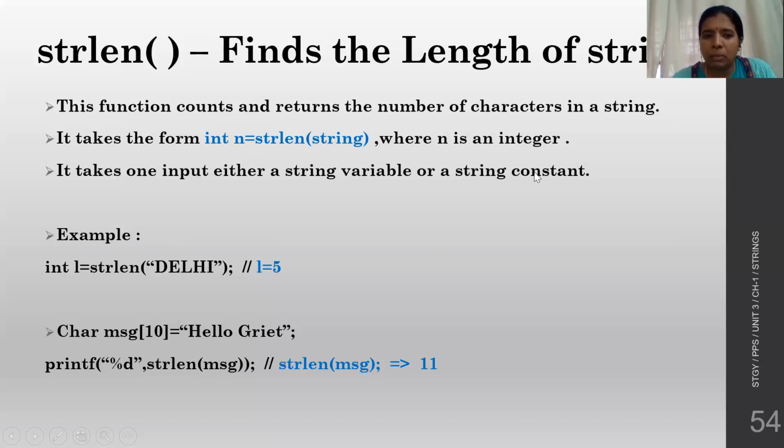The input can be a variable or a constant. Example, I write strlen of Delhi, the answer would be 5. If message has "hello grit", and I write strlen of message, the answer would be 11. Grit is 5 letters, hello is 5 letters, space is 1. So 5 plus 1 plus 5 is 11.